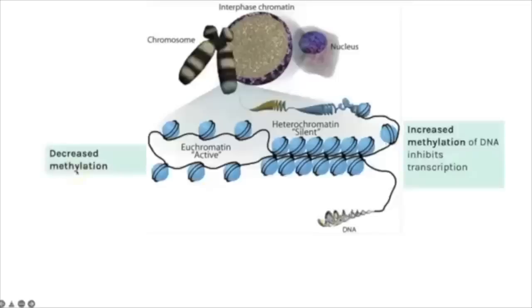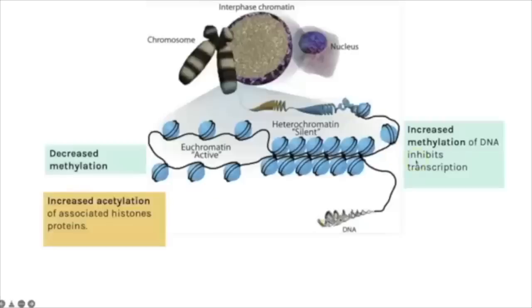So in summary, if we think about just the methyl groups, if you don't have very many methyl groups bound, then that means the DNA is less tightly coiled, so it can be transcribed. And we call it euchromatin at that stage when it isn't very tightly coiled. If you had lots of methyl groups bound, so increased methylation of DNA, that results in the DNA and the histones tightly coiling up and the transcription factors can't bind, so transcription is inhibited.